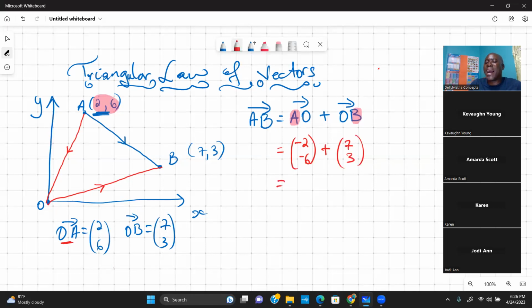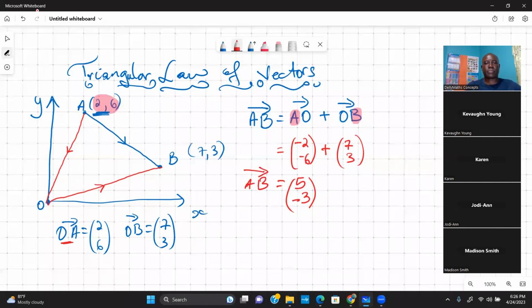Finally, now, you're back at your class in matrices. 2 plus 7, 5. -6 plus 3, -3. There you go. That is the vector AB. Go ahead, I'm listening to you speak.